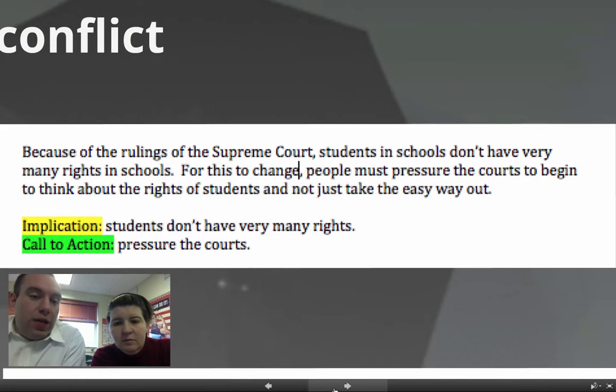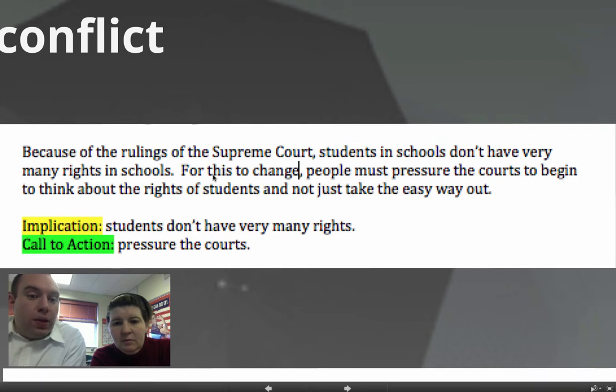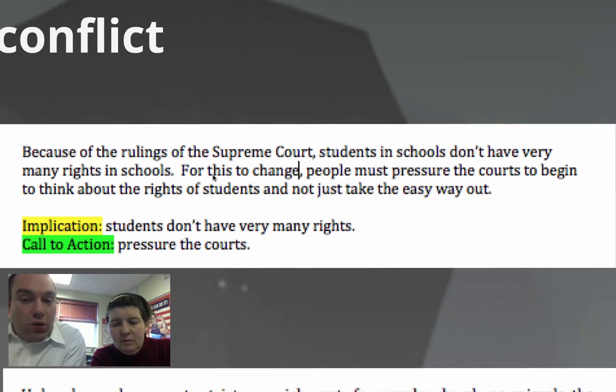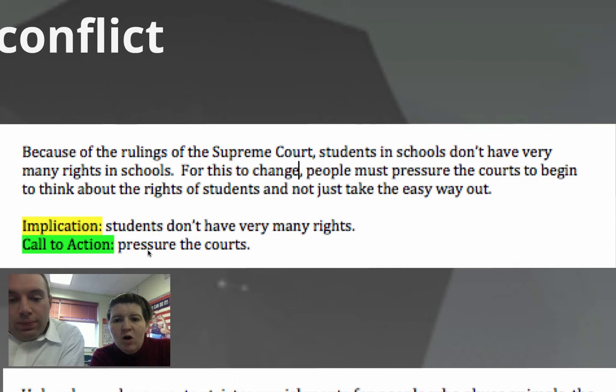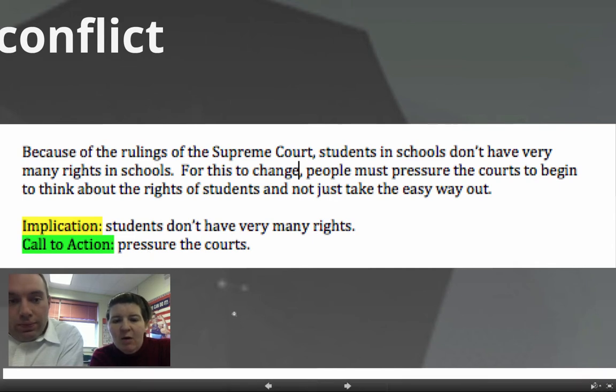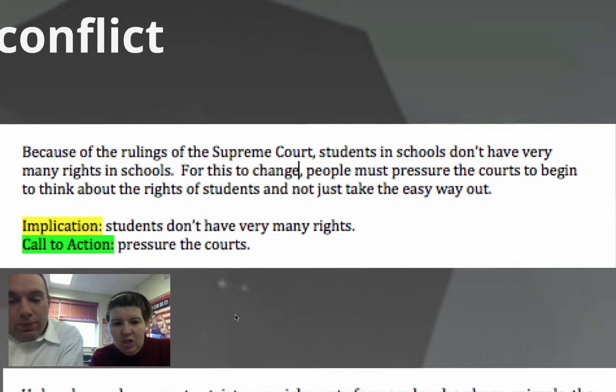Here is a potential last sentence or two of a conclusion about the Bill of Rights in the Supreme Court. Because of the rulings of the Supreme Court, students in schools don't have very many rights in schools. For this to change, people must pressure the courts to begin to think about the rights of students and not just take the easy way out. So this is the implication, that students don't have very many rights because of the evidence you presented in your paper. Then the call to action is to pressure the court system to change the way they rule on certain things. So you would be looking for your audience after they read your paper to think about ways that they could pressure the court system to make change.